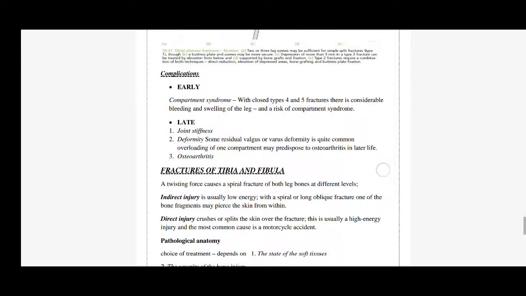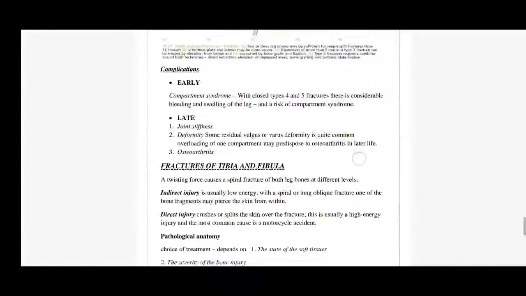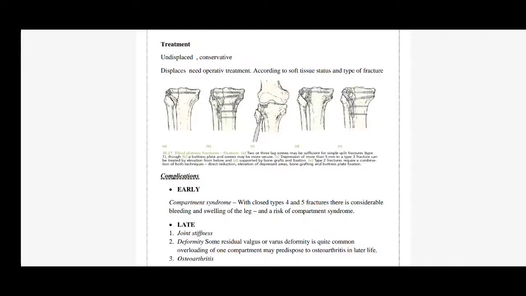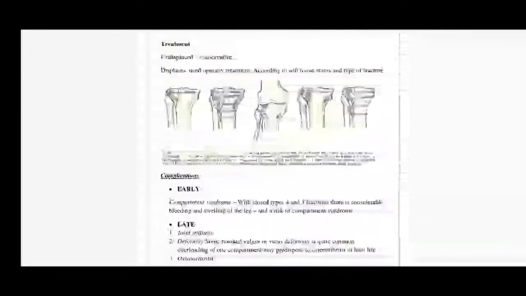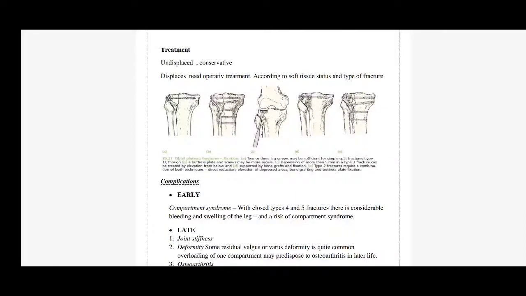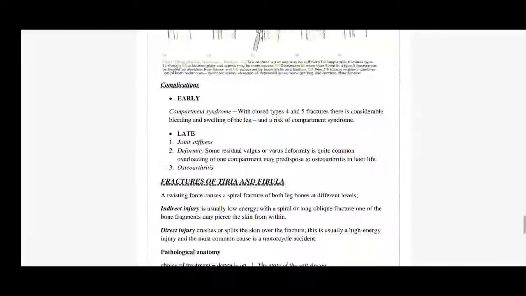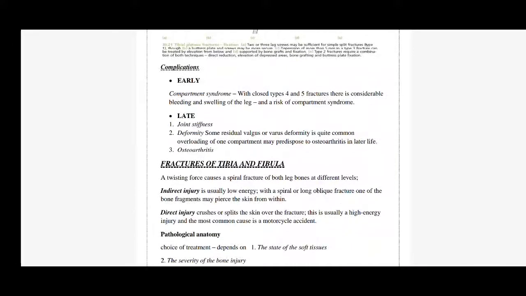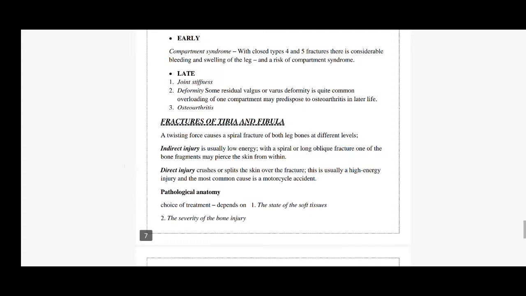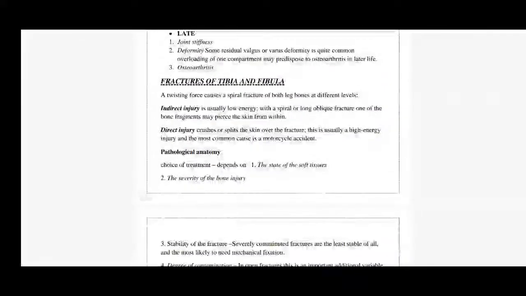If there is the problem of blister and swelling, all the plan of treatment should be omitted and delayed until the soft tissue status permits. That we say use the principle of span, as we say, use the external fixation which is spanning the knee. Then we do CT scan to more delineate the geometry of the fracture, and then plan which modality of fixation we need until the soft tissue status permits. Later complication of tibial plateau fracture is joint stiffness, deformity, some residual valgus and varus, which lead to overload of either compartment, leading to degenerative osteoarthrosis.